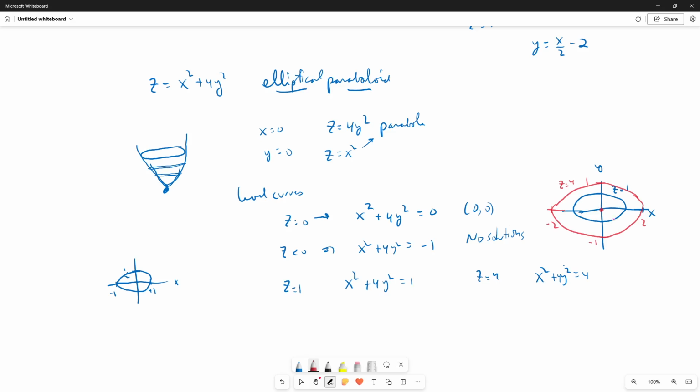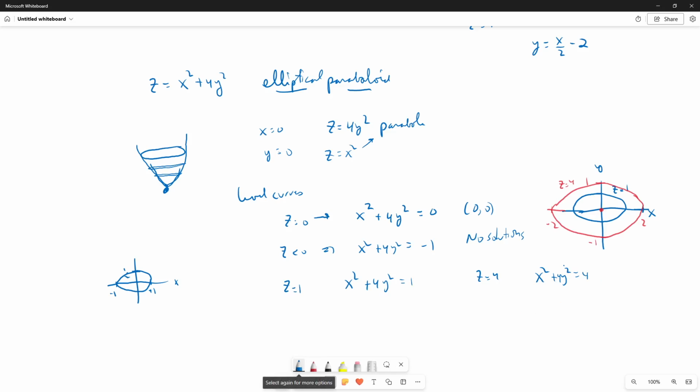So this is like a top-down view of the elliptical paraboloid. So this is the lowest point. These points in blue are at the height 1. These points in red are at the height 4.